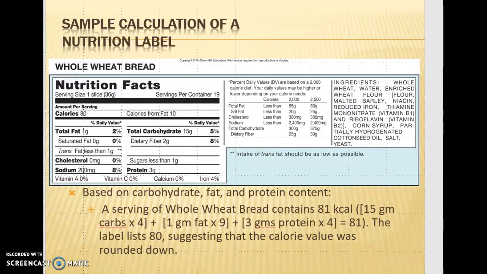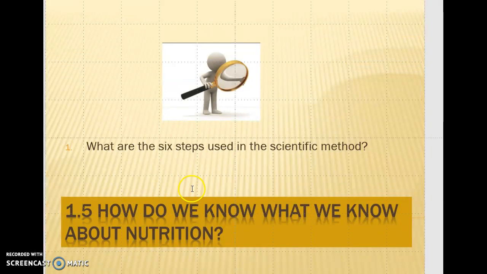And then lastly, we'll just look a little bit at how we choose, when we're looking at nutrition information, how do we know the information we're receiving is viable? Is it really something we can trust?